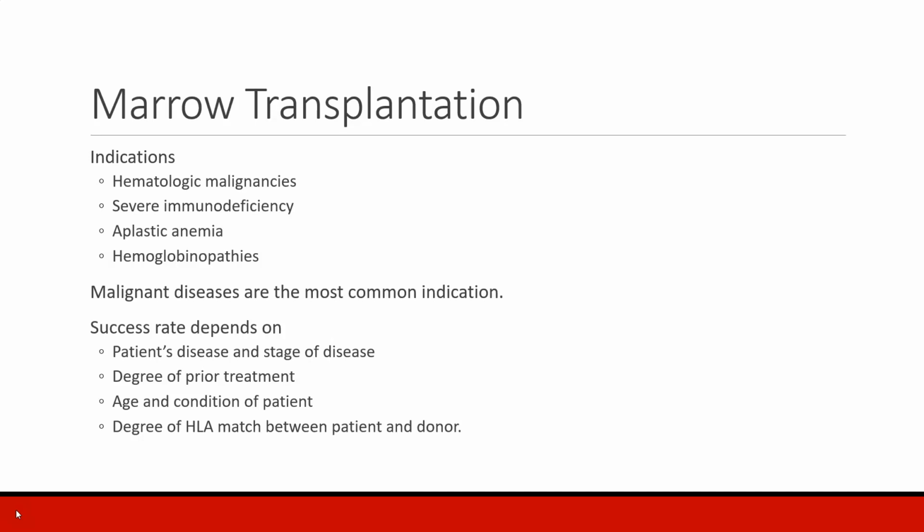Until we can have a gene therapy for it, what they do is they take somebody who does not have sickle cell and they destroy and replace the sickle cell bone marrow with normal. And so this will cure the patient. Malignant diseases are the most common indication. The success rate depends on the patient's disease and the stage of the disease, the degree of prior treatment, the age and condition of the patient, and the degree of HLA match between the patient and the donor.